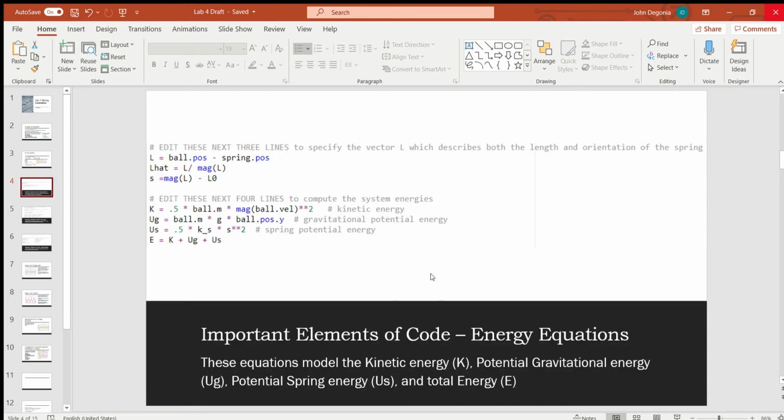So important elements of code. At the start up here, we're just going to be initializing some things. Then we're going to be calculating kinetic energy, potential gravitational energy, potential spring energy, and adding them all up to get total energy.